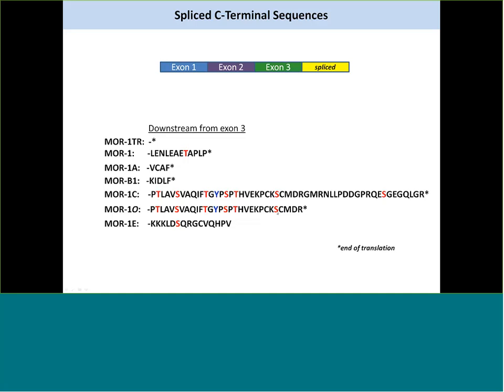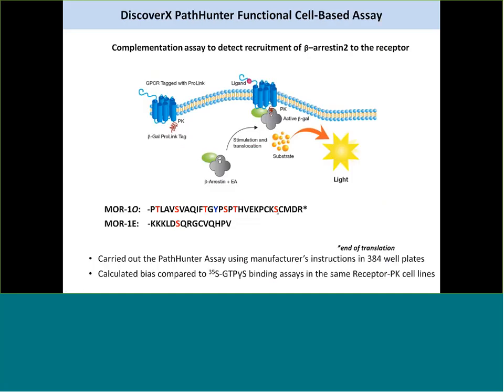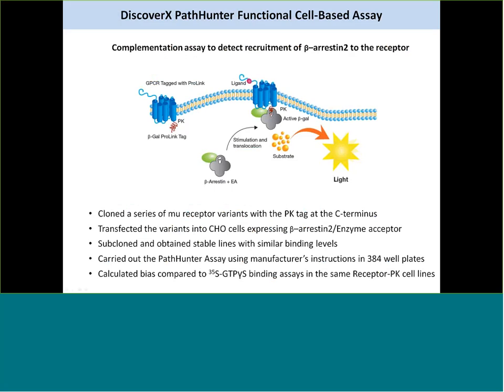So, how might these affect things? To do this, we actually used two approaches. We looked at GTP gamma S binding in a traditional binding assay. To assess the beta-arrestin recruitment, we used the PathHunter functional assay. After cloning the ProTag onto the receptor, DiscoverX was able to generate cell lines that were expressing these different variants with the ProLink tag. At that point, we made stables of these and utilized those to actually look at beta-arrestin recruitment.